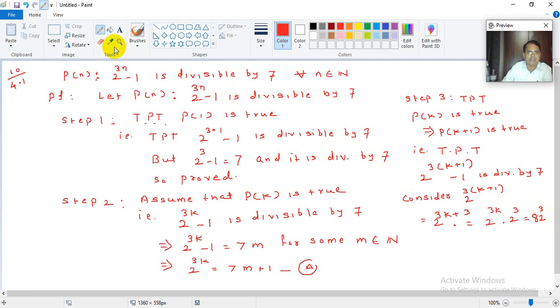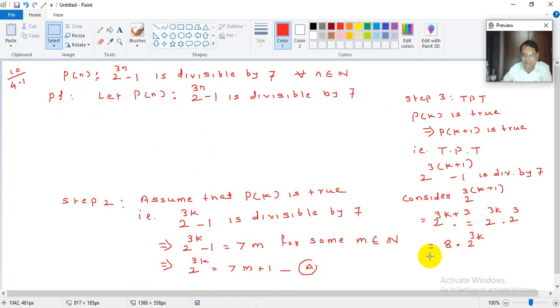Sorry, I will erase this. This should not be written in this way. Okay, this is only 2 raised to 3k into 2 raised to 3. But now you can see that this 2 raised to 3 is 8. So this is 8 into 2 raised to 3k. And already we have as result A, 2 raised to 3k can be written as 7 into m plus 1 for some m belonging to N. So now I will erase this part so that we can continue on this side.